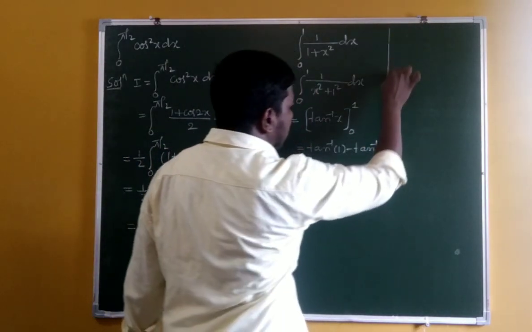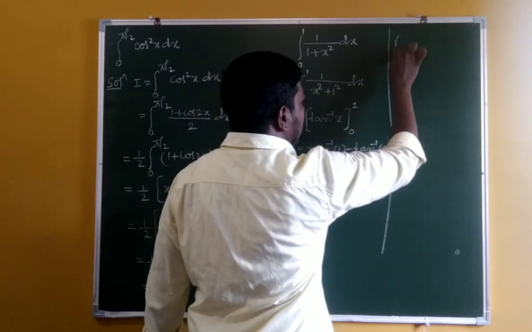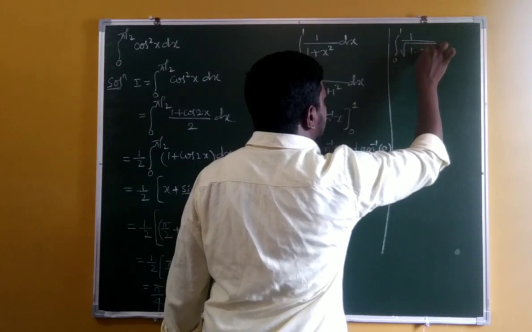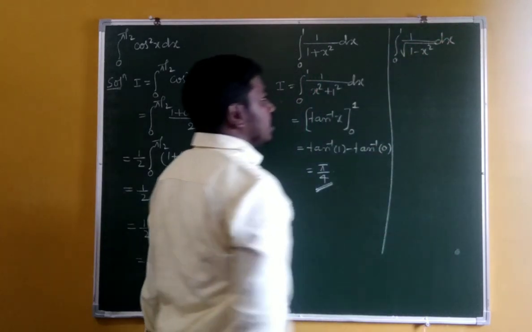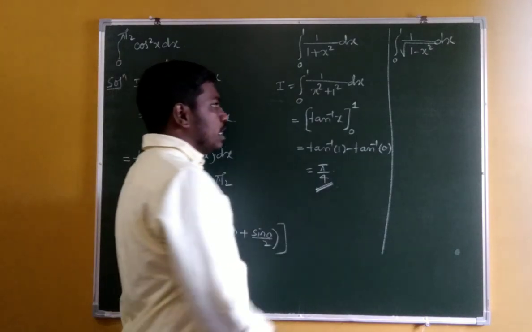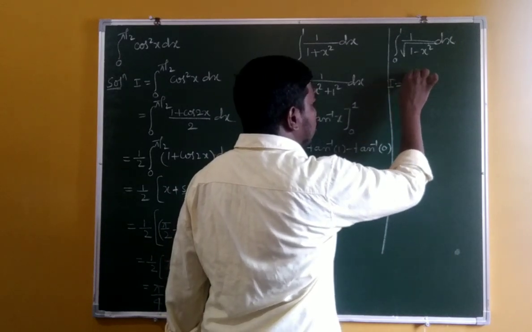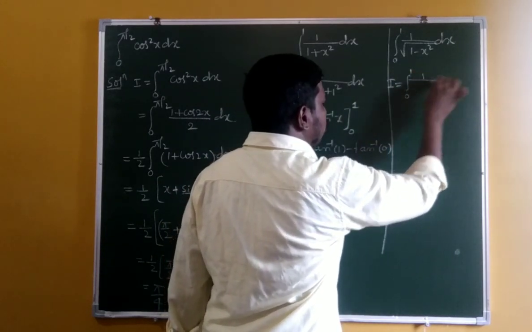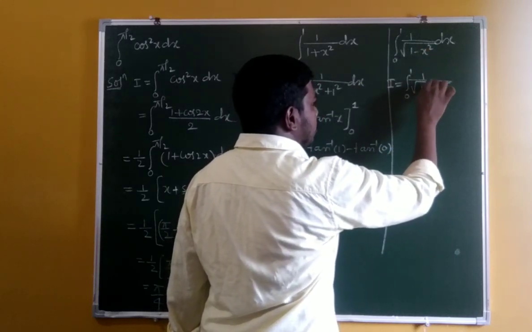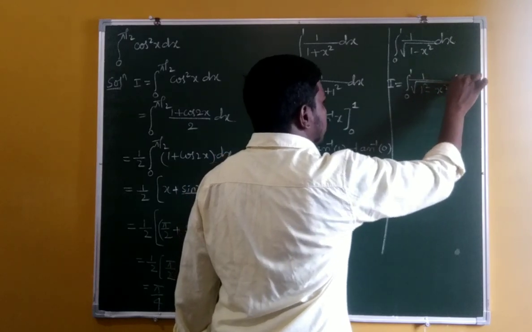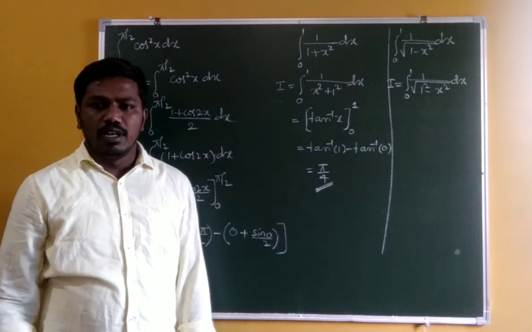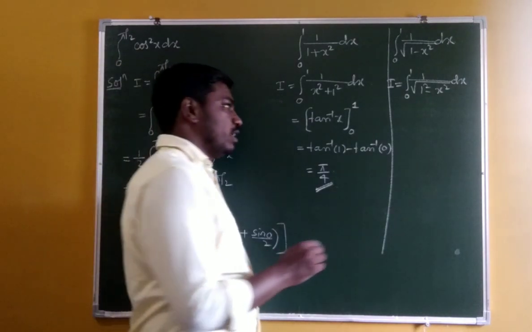The next question, very simple, basic question. Integration from 0 to 1 of 1 over square root of 1 minus x square into dx. Solution. I is equal to integration from 0 to 1 of 1 over square root of a square minus x square, which means 1 square minus x square. What is the formula? The integration of 1 over square root of a square minus x square is sin inverse x by a. Here a is 1.